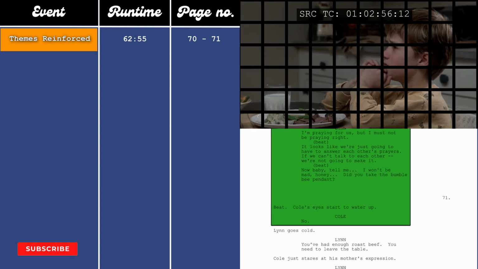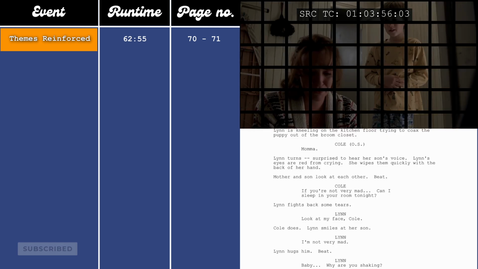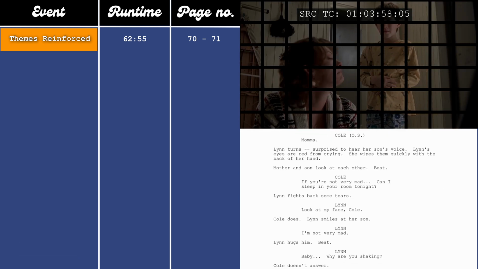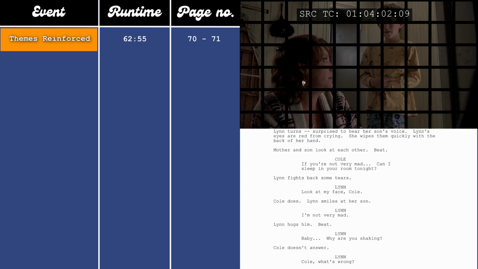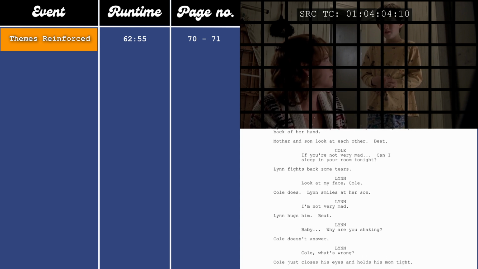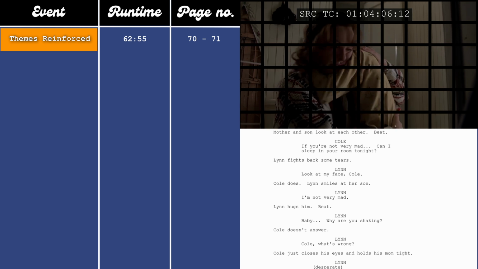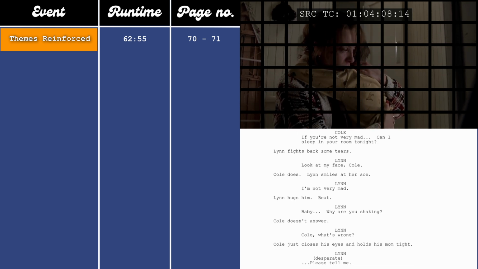No. But he also refuses to tell her who did. The themes then continue to develop later on in the scene, at the 64-minute and 10-second mark, which is page 72 in the script, where after Cole sees another ghost, he goes to his mum for help, but he still isn't willing to speak to her.